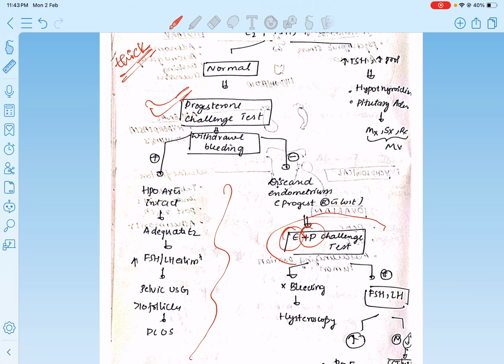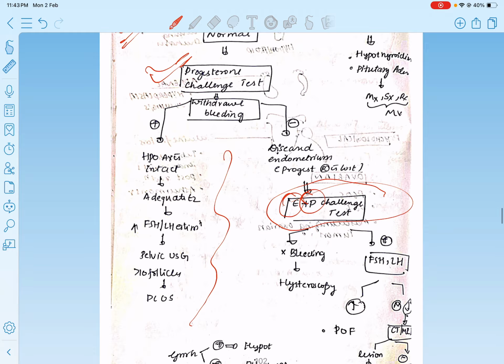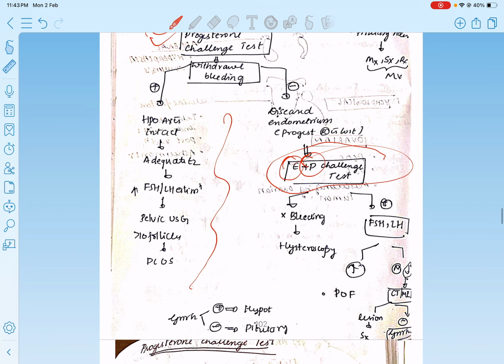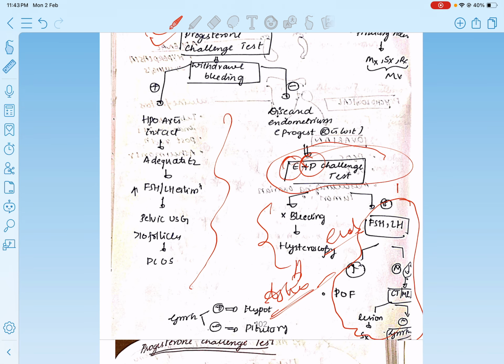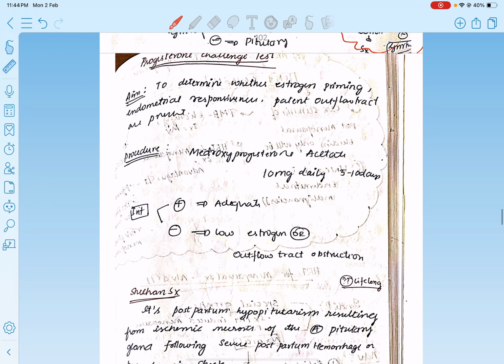So we have to prime it with estrogen so that progesterone receptors can act. Then again, if there is bleeding, then it's something to do with your uterus. If there is no bleeding, then you have to do hysteroscopy and check whether it's Asherman syndrome. Otherwise, again related to endocrine, you need to think about the ovary, all those things. Okay, this is about the progesterone challenge test.